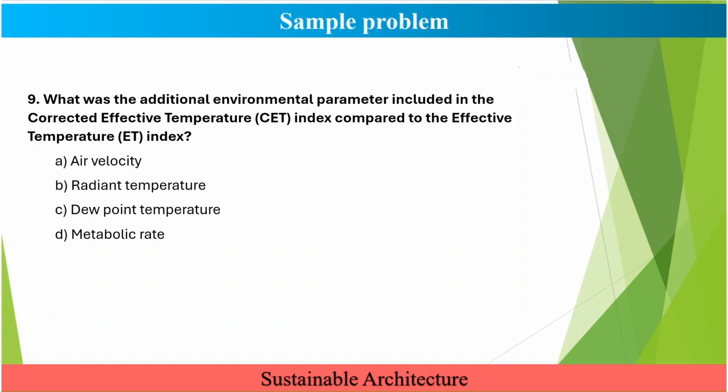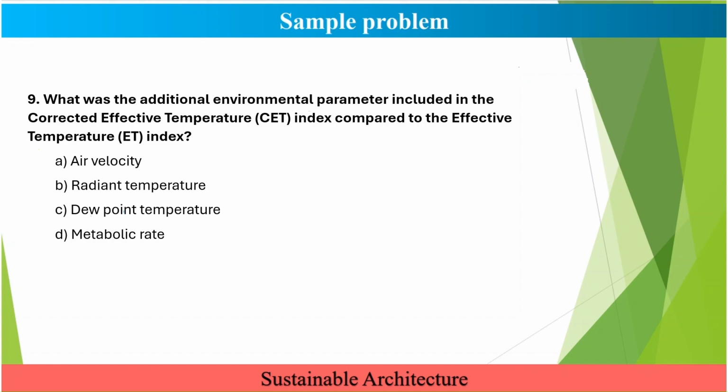Try to give answer to this question, question number 9. Initially there was effective temperature index, but the corrected effective temperature index was started or added with the modification or addition of which additional environmental parameter? Radiant temperature. Option B. Yeah, you are absolutely right. Option B is the right answer for this question number 9.